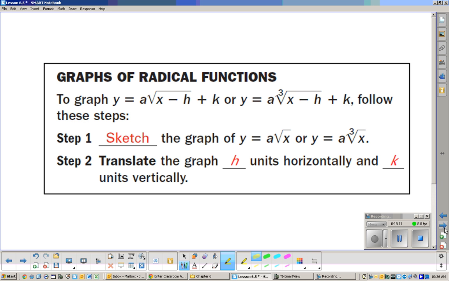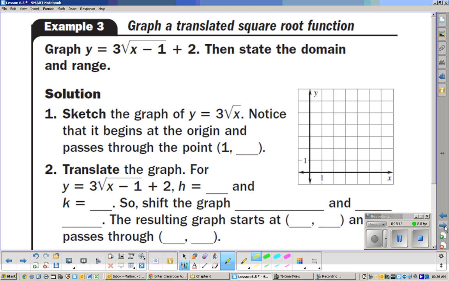In your 2 steps, number 1, they suggest to sketch the parent function first. And then once you have that sketched, you can translate the graph H units or K units accordingly. All right? So we're not going to make a table. But if all else fails and you don't know what you're doing, what should you do? Make a table. But we're going to try and do it without a table, see if we can shorten it up a little bit.